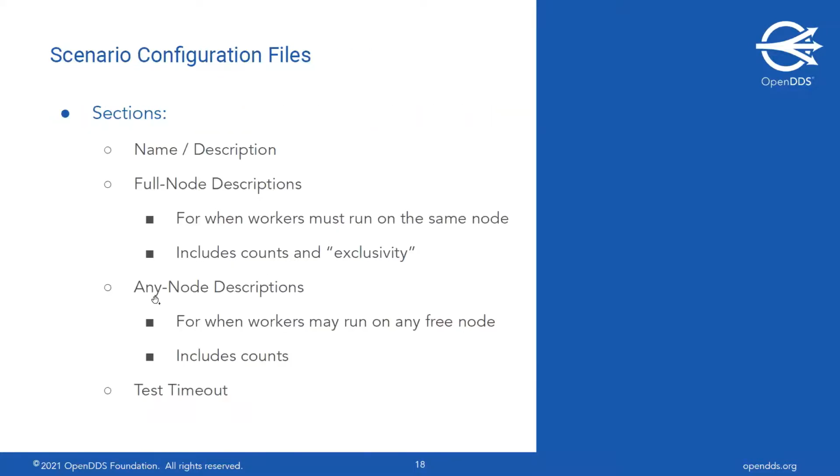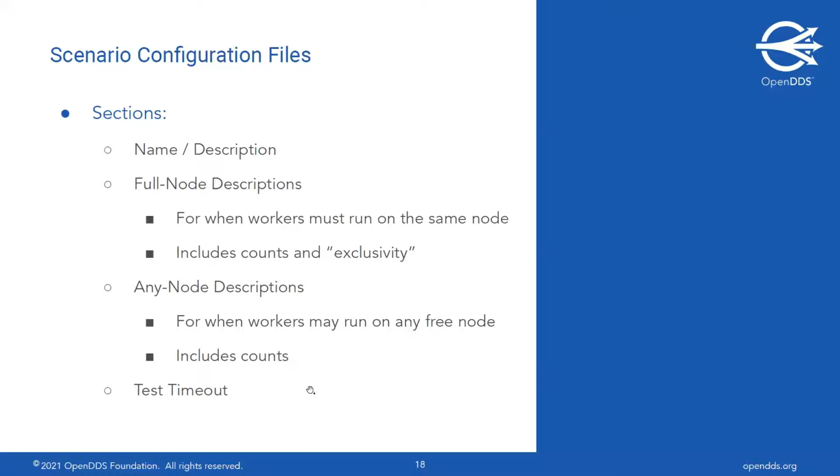And then there's also a section called any nodes, and those are workers that can run on any free node that has availability that isn't marked as exclusive by another allocation. These are probably what get used more often, especially in scale tests, because you may not have as many nodes as you have processes. But this also can include counts.